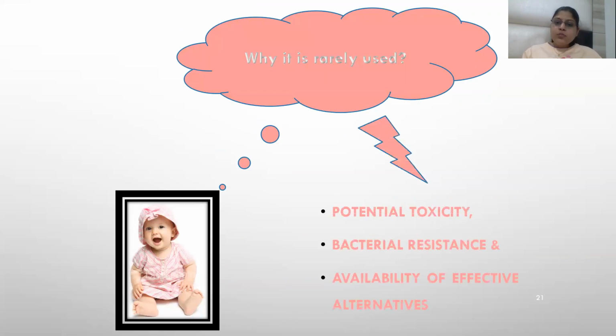Why is it rarely used? Because of its potential toxicity. It can cause bone marrow depression, aplastic anemia, granulocytosis, leukopenia, anemia, thrombocytopenia, nausea, vomiting, diarrhea, gray baby syndrome in neonates and infants, and hepatotoxicity. Also, bacterial resistance has developed because of acetyl transferase enzymes and decreased permeability to chloramphenicol in the bacteria, and other effective alternatives are available. So the availability of other effective alternatives is the reason it is rarely used now.